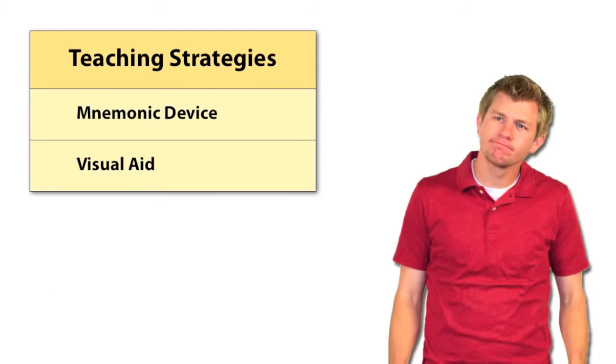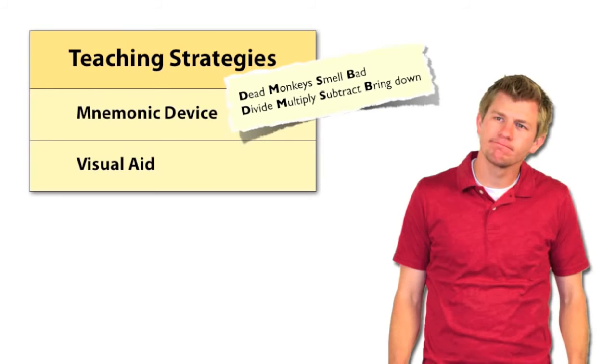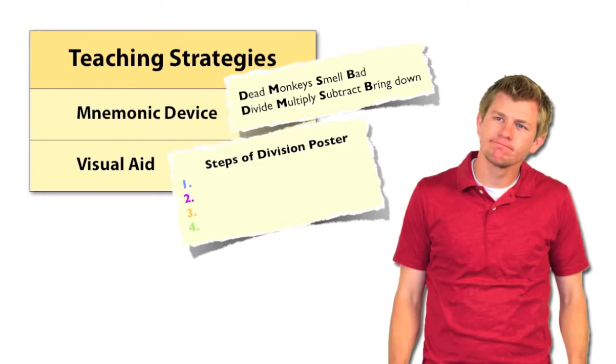Teacher Tony prepares two things to help his students. He creates the mnemonic device, Dead Monkeys Smell Bad, to help students remember the steps of long division: divide, multiply, subtract, bring down. He also creates a color-coded poster that walks students through the long division process step by step. If students get stuck, they can look at this poster to help cue their memory.